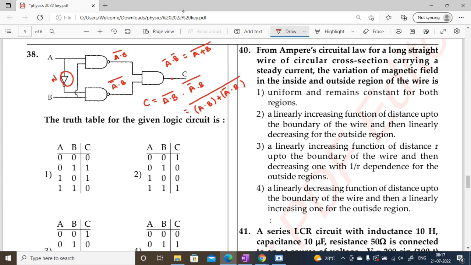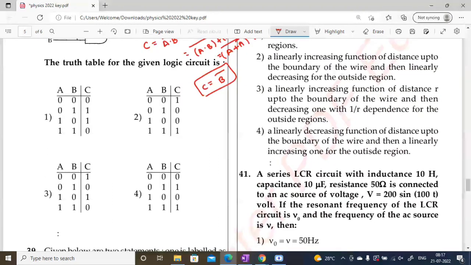If you take B common in this equation, this becomes A plus A complement, into B, the whole complement, and A plus A complement is simply 1. So finally I'll be getting B complement. So C will be simply B complement. Whenever you try to find C, you just take the value of B complement, right? So you can directly say that the third option will be correct. Since the output is B complement, if 0 1, 0 1 is the input given in B, that will be an exact replica of this. So this will be the answer.